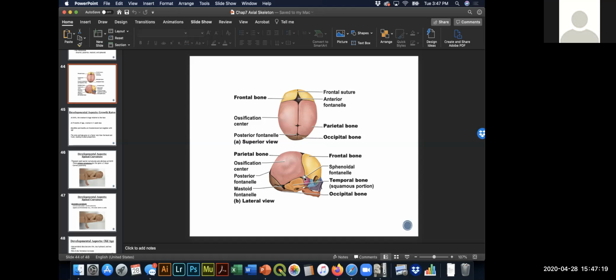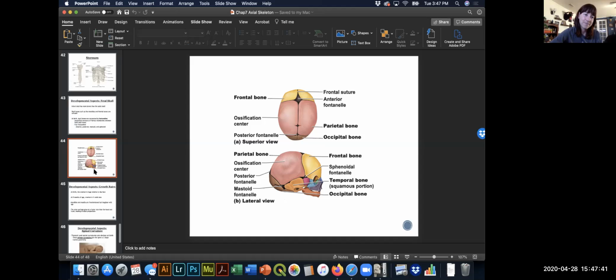Got it, because they're paired. There's one on each side for the mastoid, and what was the other one? The sphenoid, or sphenoidal. Yeah. Sphenoid and mastoid. Okay. Thank you. No problem. What else? What else?